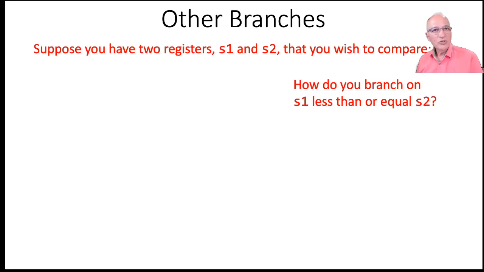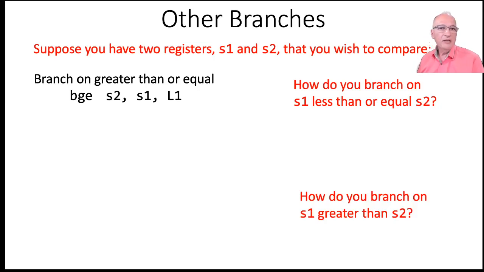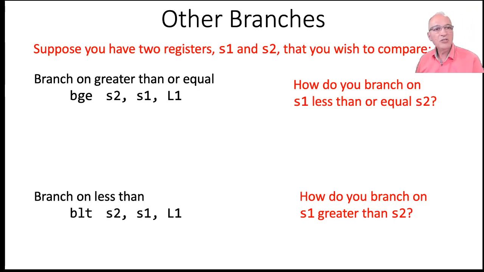If I want to have the registers S1 and S2, how do I branch on S1 less than S2? All I need to do, how do I branch on S1 less than or equal to S2? All I have to do is to ask whether S2 is greater or equal than S1. So all I need to do is to flip the order of the registers. And the same thing, if I wanted to do a branch on S1 greater than S2, I can do a branch on S2 less than S1.